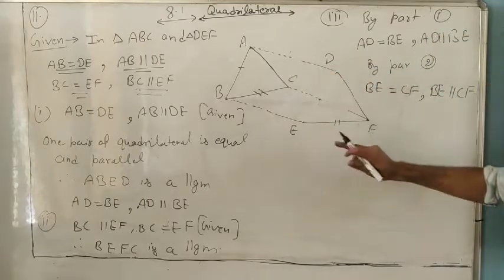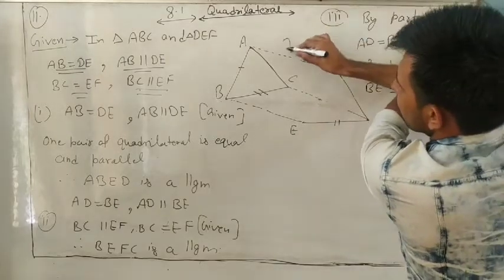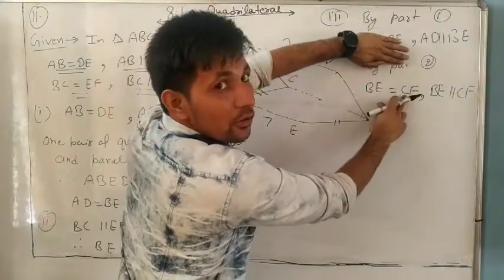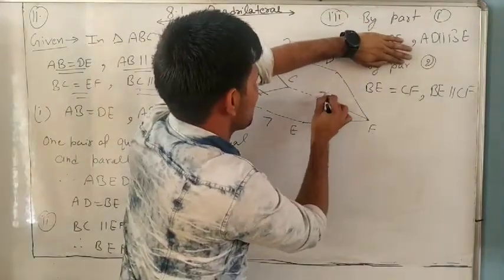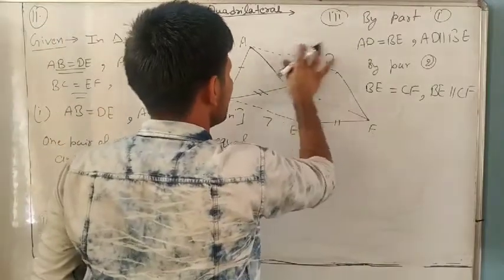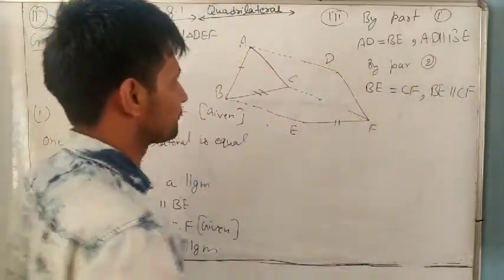Because we know AD equals BE. If AD is 7, then BE is also 7. But BE equals CF also, so CF is also 7. So all these three are equal. Understand it? So therefore you can give a name to this one.